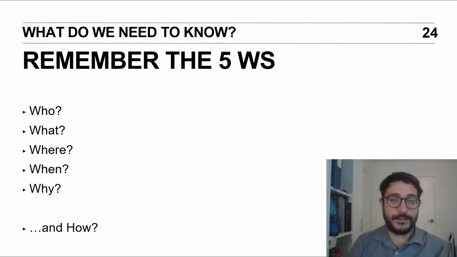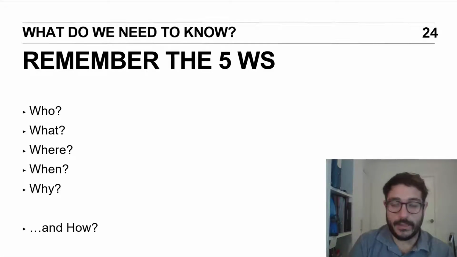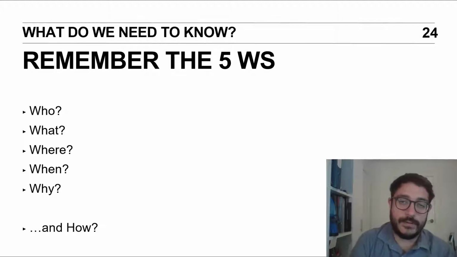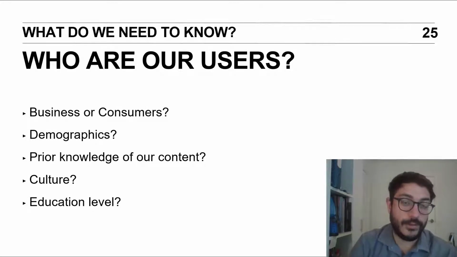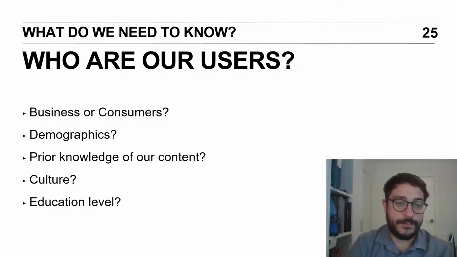Remember the 5 W's: who, what, where, when, why, and how. So that's actually 6, but for some reason we have always used 5 instead. Who are our users? Business or consumers? What are the demographics? Do they have prior knowledge of our content? What's their culture? What's their education level?